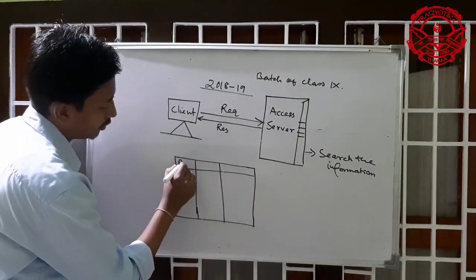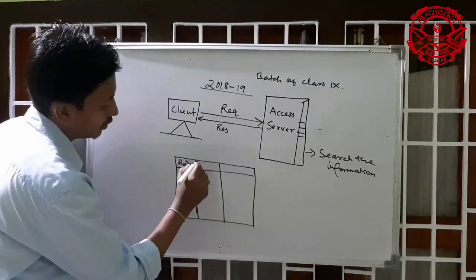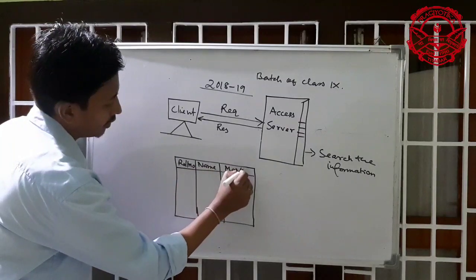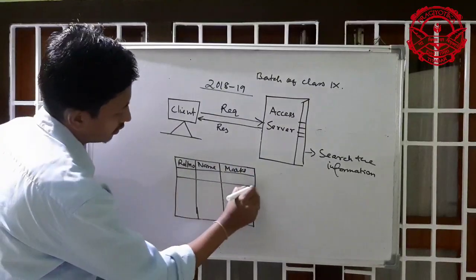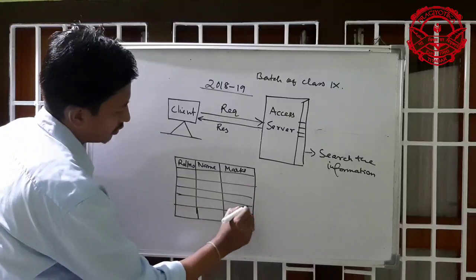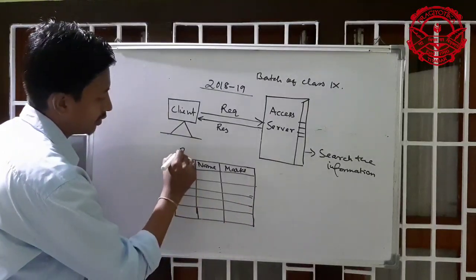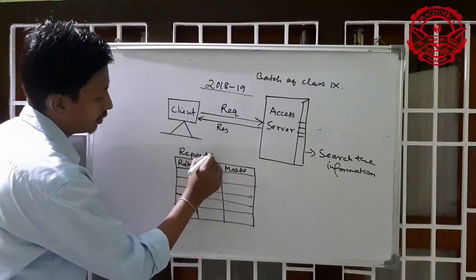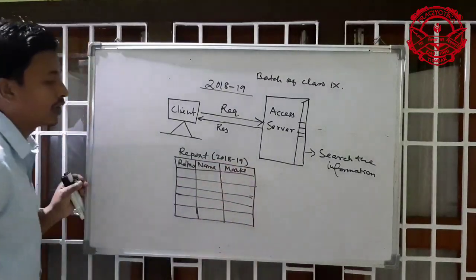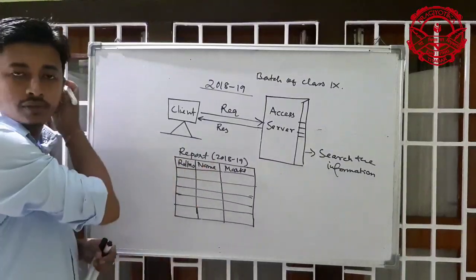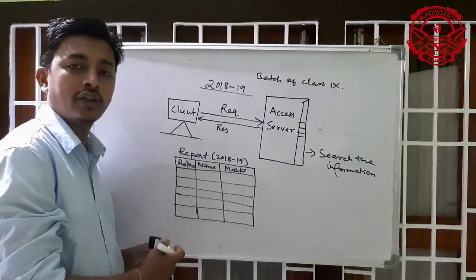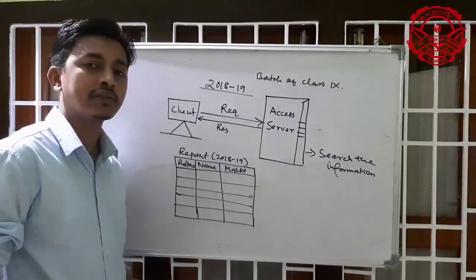Say roll number, name, and marks. This is the report of the 2018-19 batch, the online information. It is user friendly. Any user can easily understand.